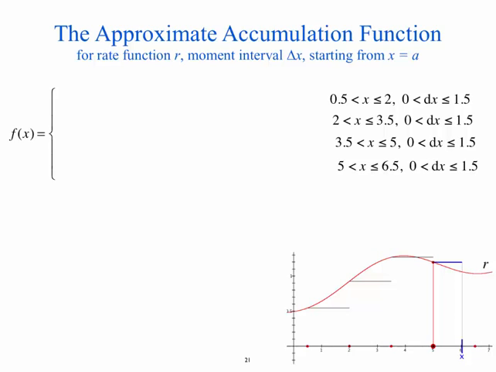So I've set up the first 4 moments here, from 0.5 to 2, 2 to 3.5, 3.5 to 5, 5 to 6.5. Within each of those moments, dx will vary from 0 to 1.5. And so can you write these lines of this function, so that if you input a given x, it will tell you the total amount accumulated up to that value of x? Okay? So why don't you try for a couple minutes?